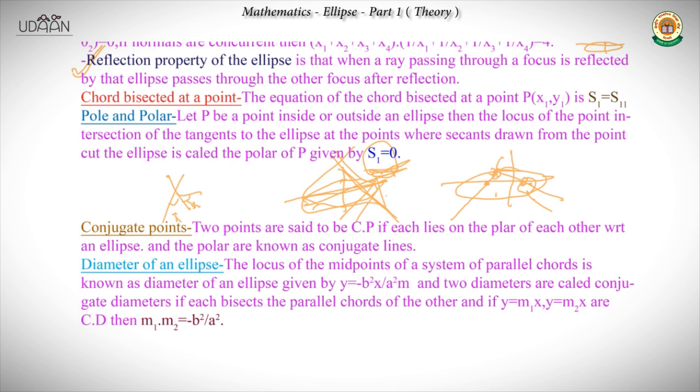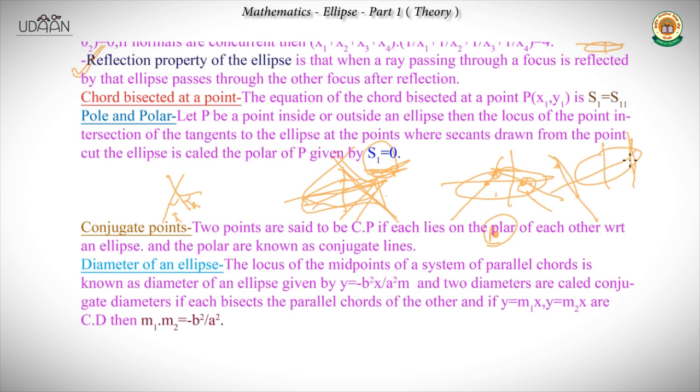Now we'll study conjugate points, a new term. 2 points are known to be conjugate points if each lies on the polar of the other. Like if we take 2 points, this one and this one, the polar of this passes through this point and the polar of this passes through this point, then the 2 points are known as conjugate points, and the 2 polars are known as conjugate lines.